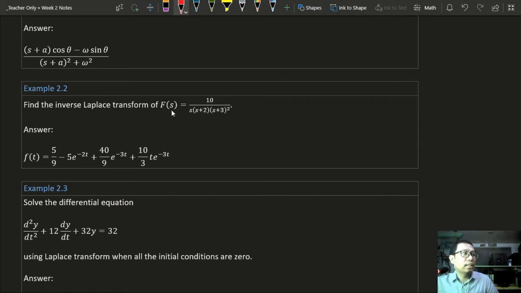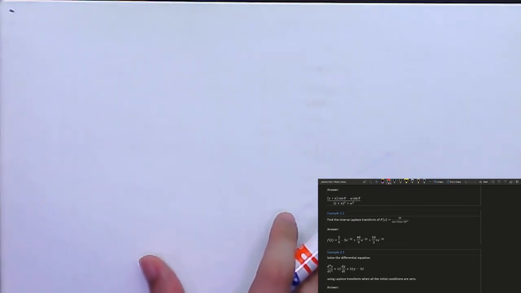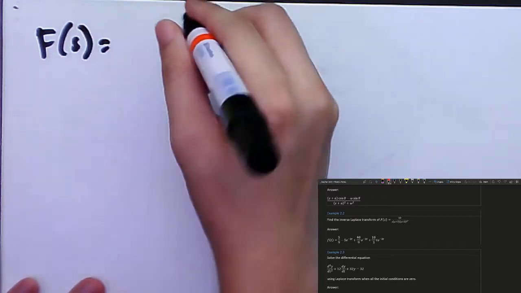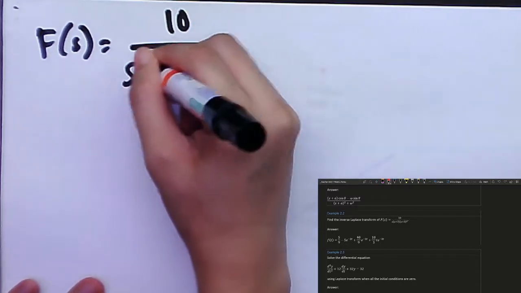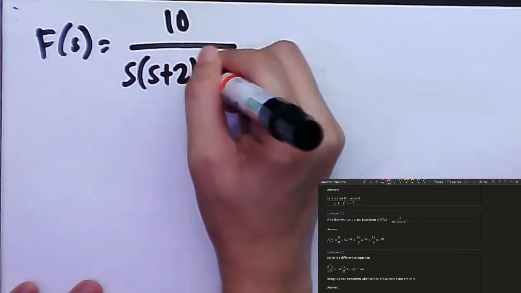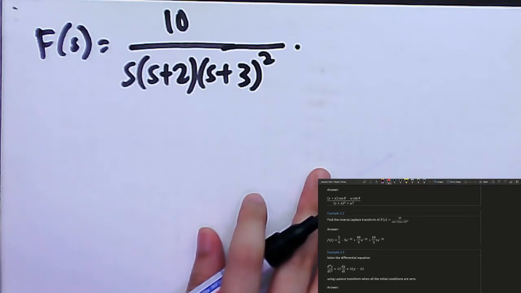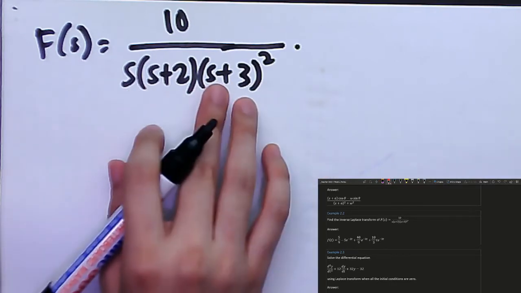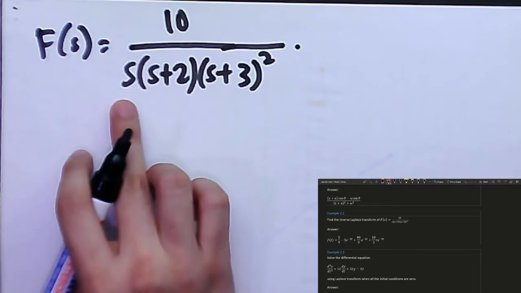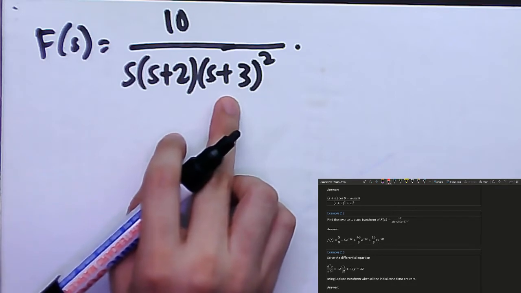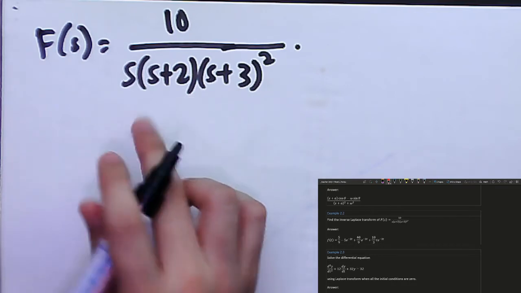Okay, so let us write the given. Yung given natin is basically F of s equals 10 over s times s plus 2 times s plus 3 squared. Okay? Since ito naman ay naka-linear factors na, bali meron kang apat na factors: isa, dalawa, tatlo, apat. Kunin natin to sa partial fraction expansion.